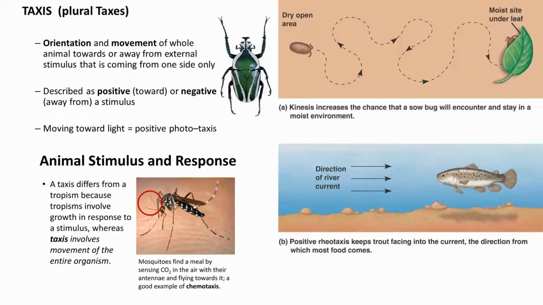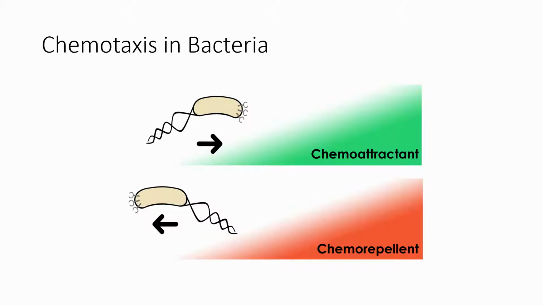It can be positive taxis, where you're moving towards a stimulus, or negative taxis, where you're moving away from it. And you can also have different prefixes on the word taxis. So for example, chemotaxis is attraction or repellent from a certain chemical. So unfortunately, mosquitoes have a positive chemotaxis to CO2. So if you're outside and you're breathing, they're attracted to you. And that's how they find you to bite you. Or if you're like me, that's how they find you and bite the crap out of you.